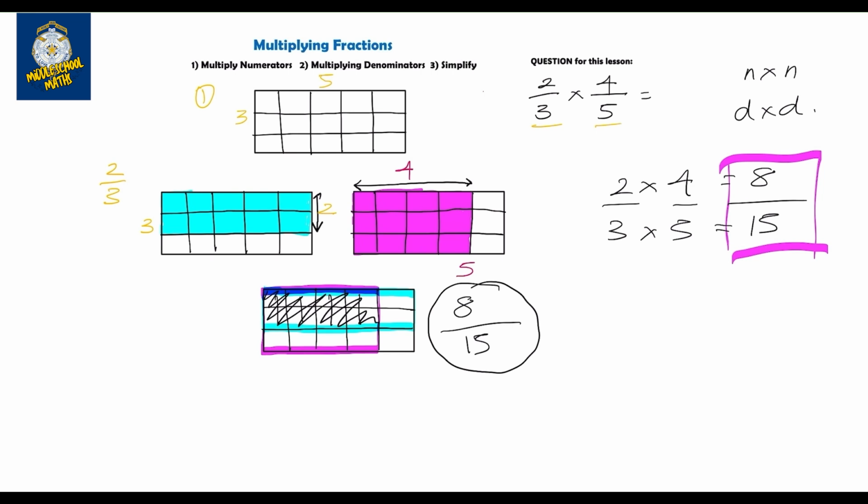You always have to remember that we put it in its simplest form. However, this one is already in its simplest form, so the answer to 2/3 times 4/5 is 8/15.